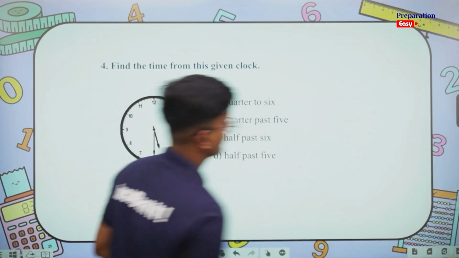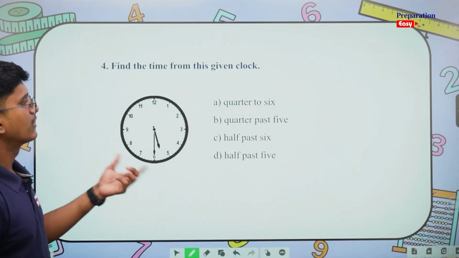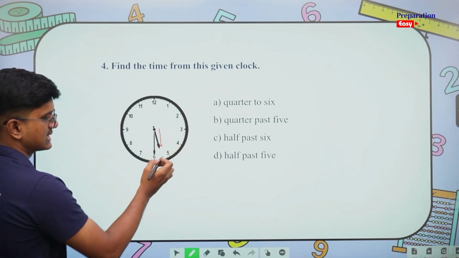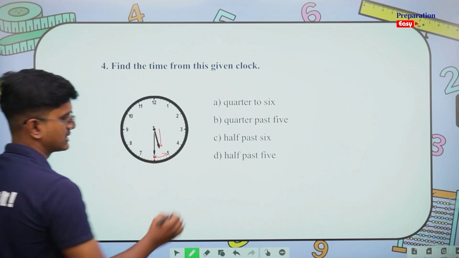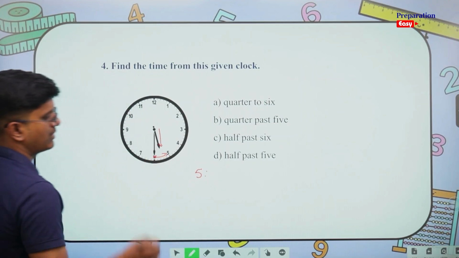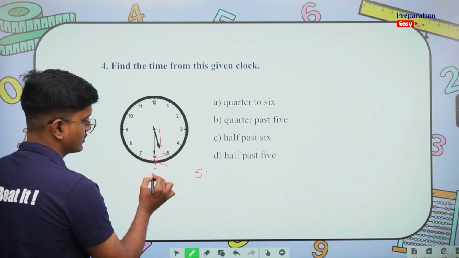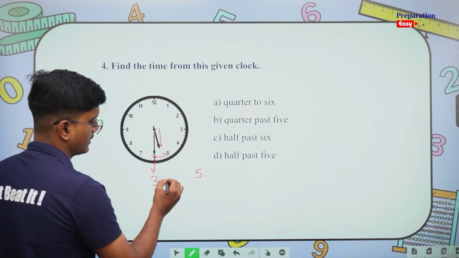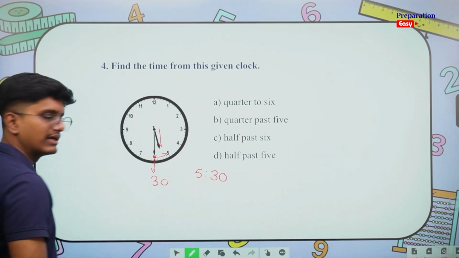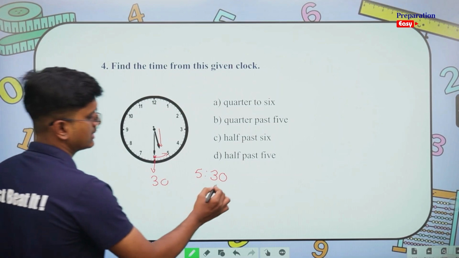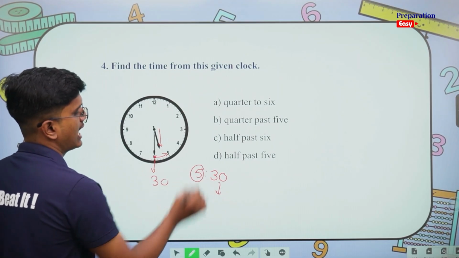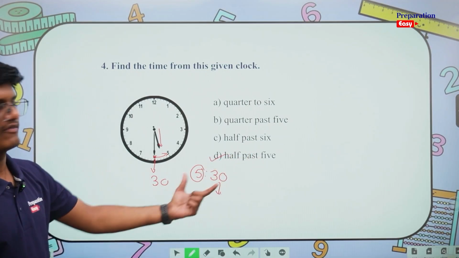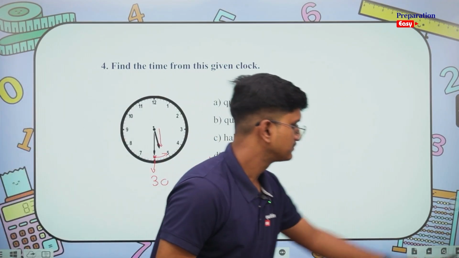Let's move further. Find the time from this given clock. Our hour hand lies between 5 and 6, so it's 5 and how much? The minute hand is on 6, which means 30. So it's 5 o'clock and 30 minutes. But how do we say it? 30 is half past, so half past 5. Yes, we do have option D as half past 5.